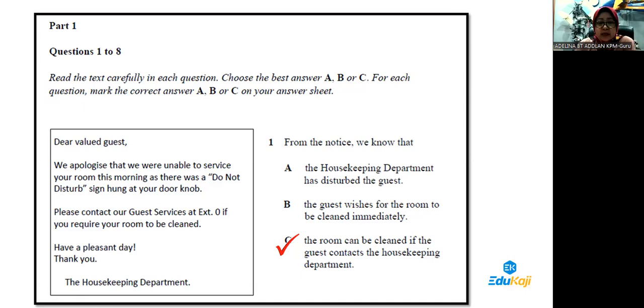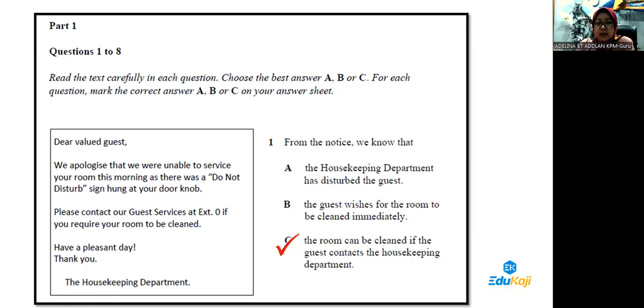the question is asking about our general understanding of what the notice is about. The notice is apologizing about the room service that they offered, something that has to do with the do not disturb sign. If you read the text, we apologize that we were unable to service your room this morning as there was a do not disturb sign hung at your doorknob.